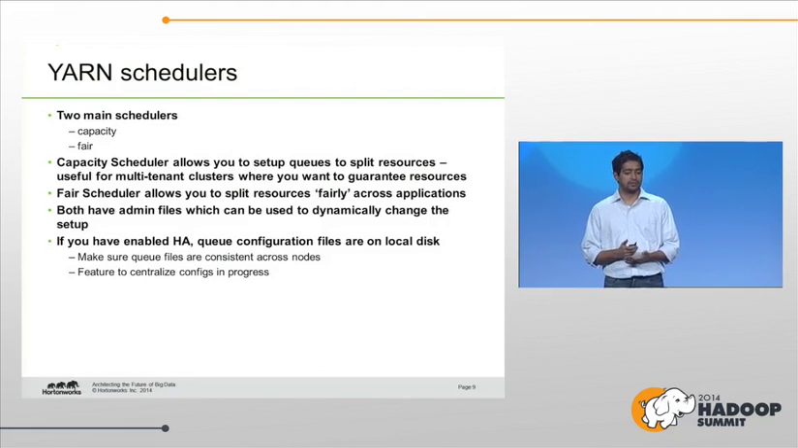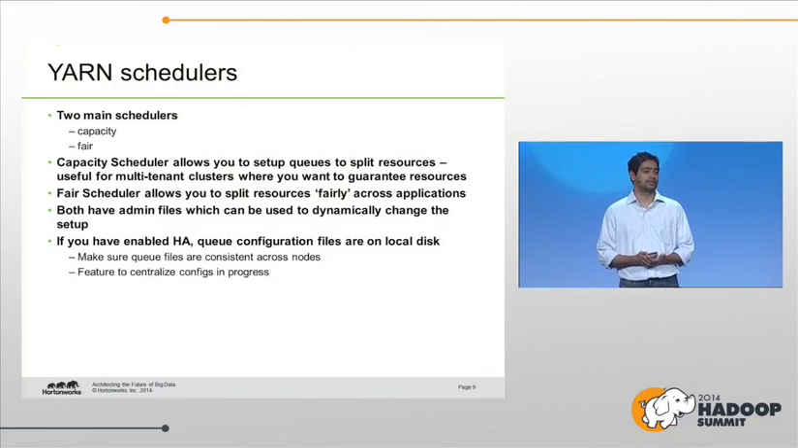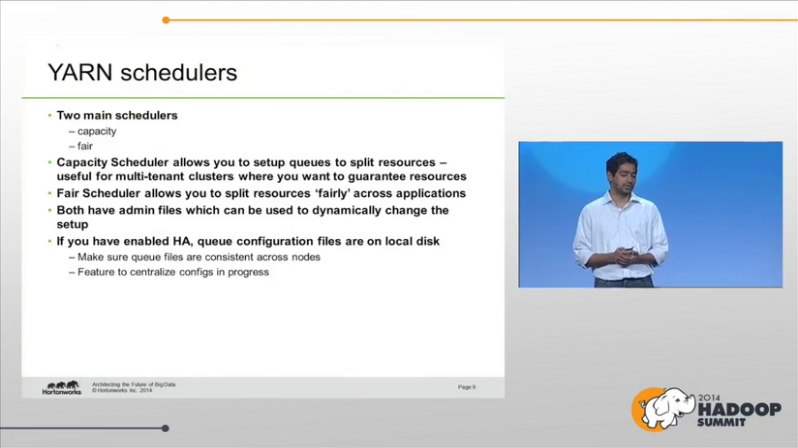And if you have HA enabled, please be aware that the queue configuration files are stored on local disk. So if you have a standby RM which becomes active and the queue configuration file differs, it will use the one on its disk. So you should make sure that the queue configuration files that you use for your schedulers are in sync. Or there's a feature coming to centralize the queue configs. If you don't mind waiting for that, then that is another option.